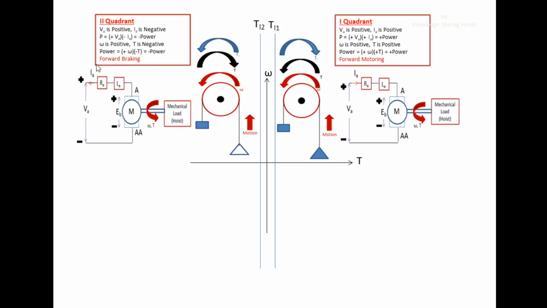And here it is forward braking, because we have made a braking operation, and the direction of the motion is not reversed, unlike the previous case. Therefore, it is forward braking. So we are assuming that whenever the speed direction is counterclockwise, that is assumed to be forward. So this is how the second quadrant of operation is performed.